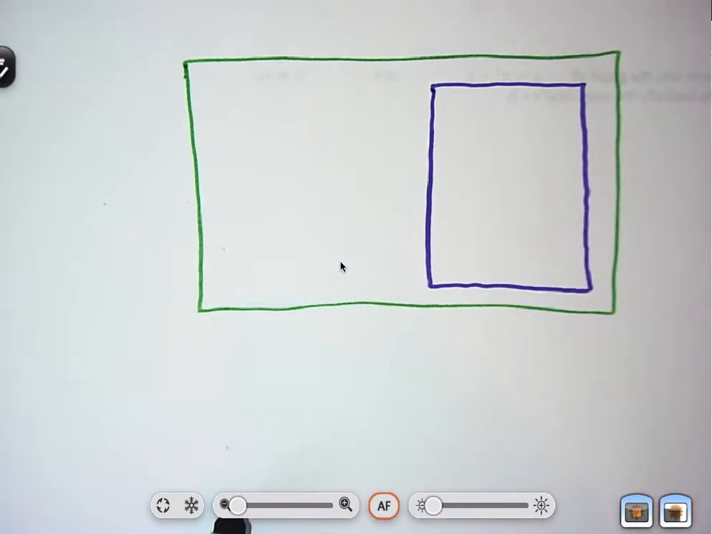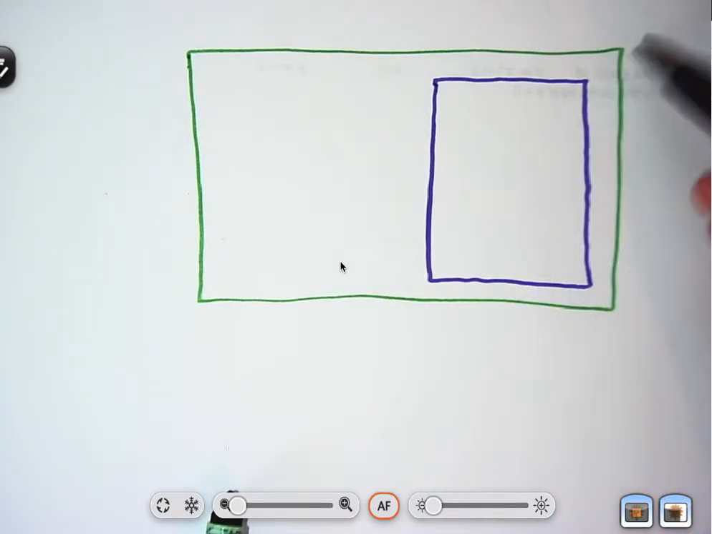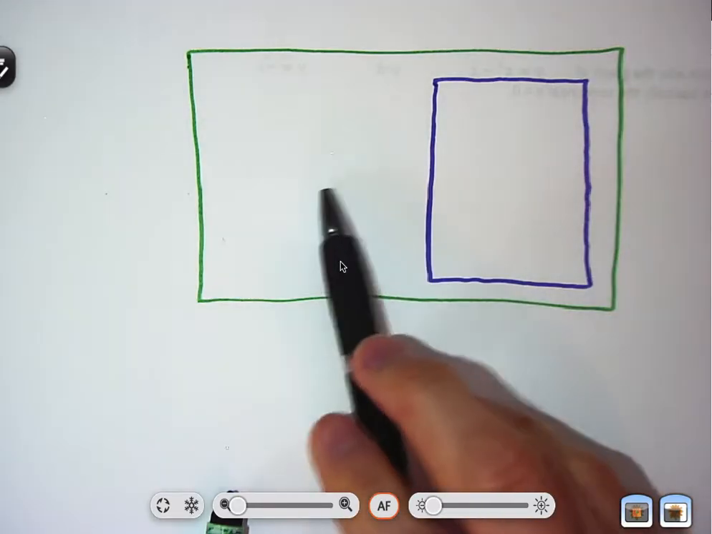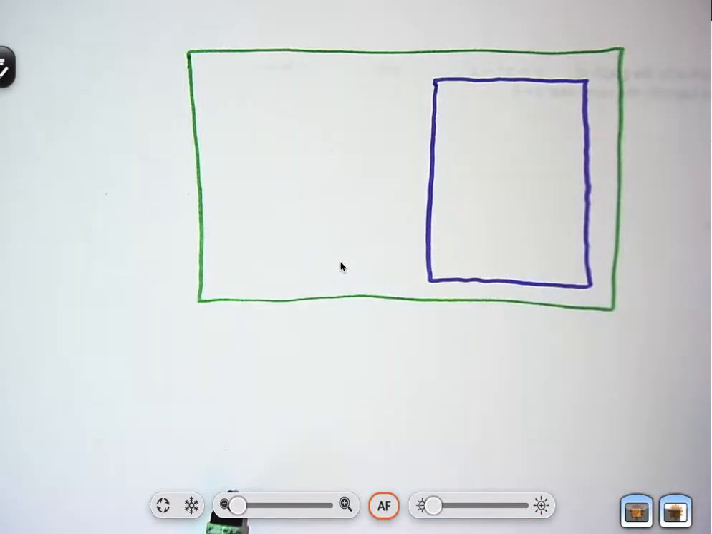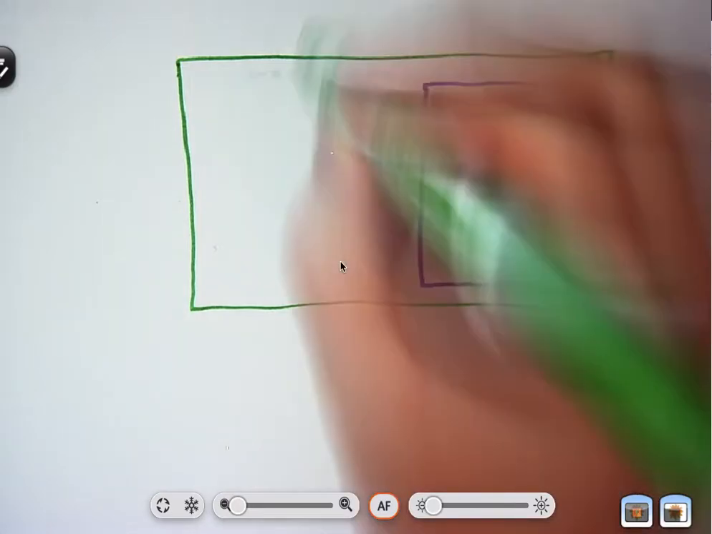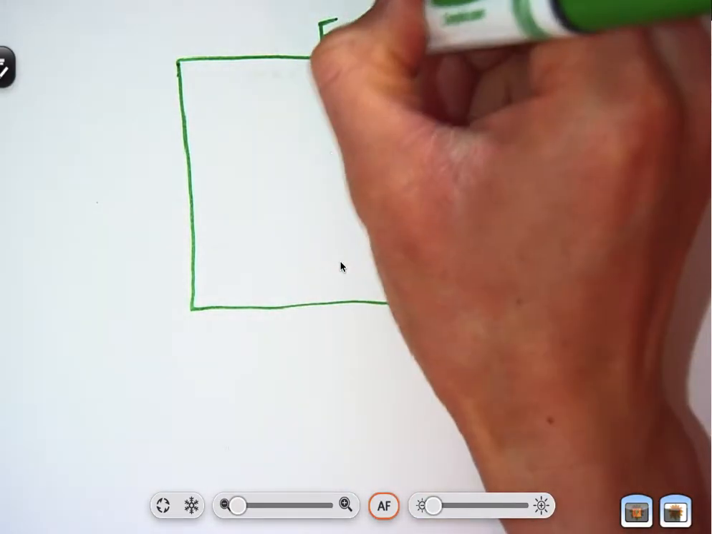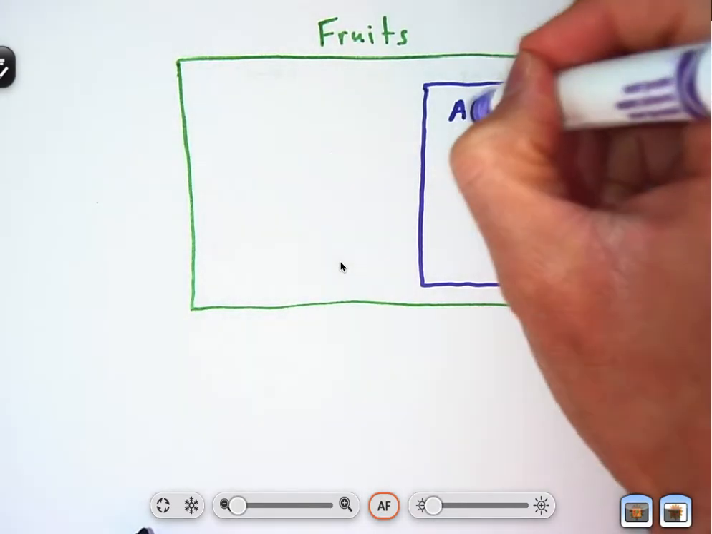This says that everything that falls into this purple category also falls into the larger green category, but there are some things in the green category that are not in the purple category. Let's give an example here. Let's say the big green category is fruits, and this smaller purple category is types of apples.